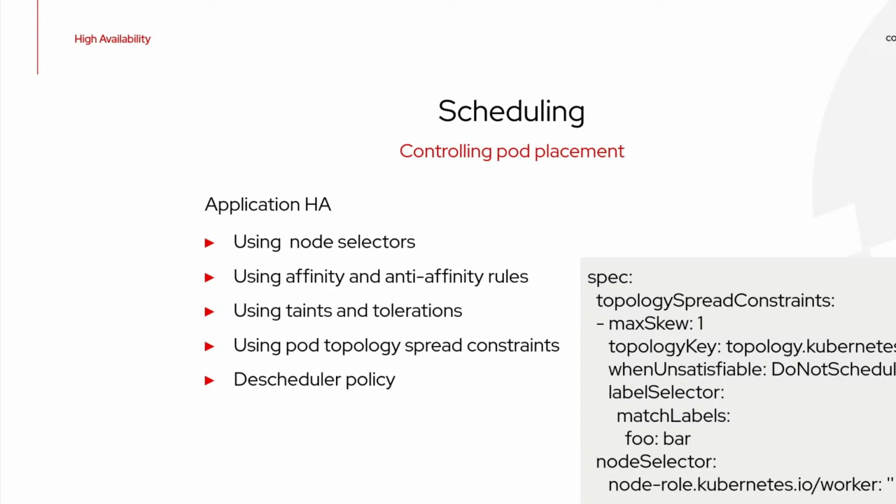To avoid other application pods getting scheduled on the specific nodes dedicated for your mission critical applications, taints and tolerations can be used. Taints and tolerations allow the node to control which pods should or should not be scheduled on them.